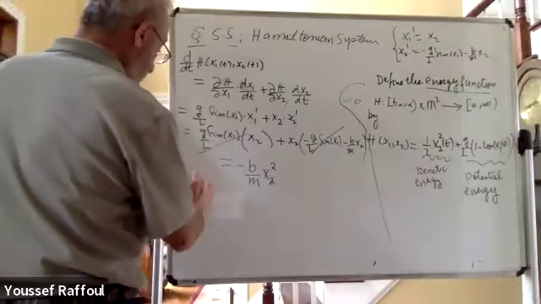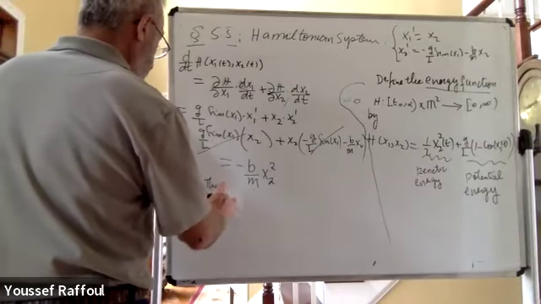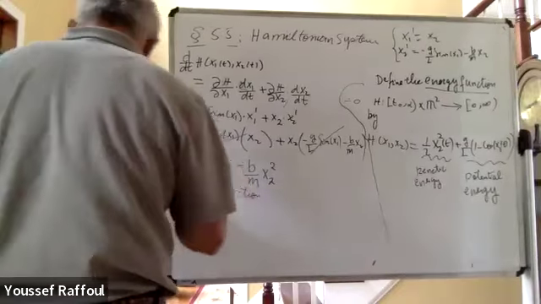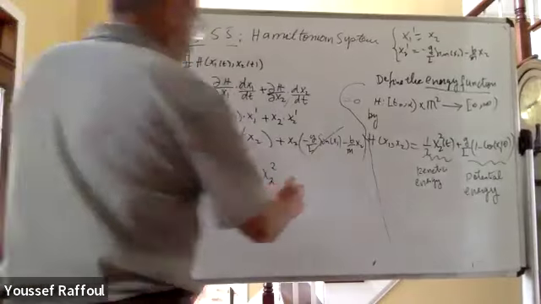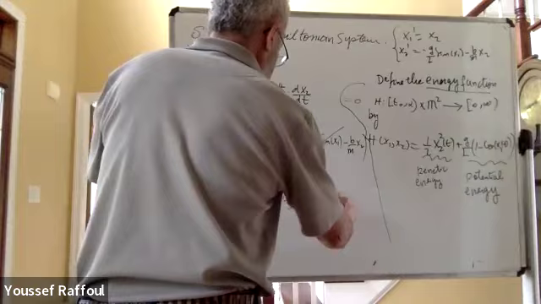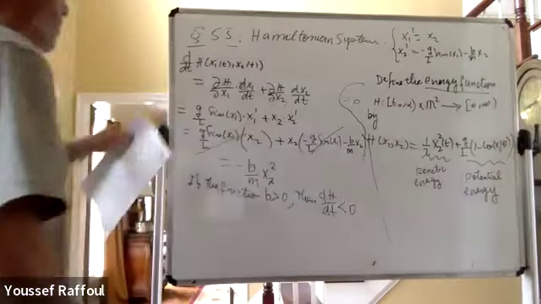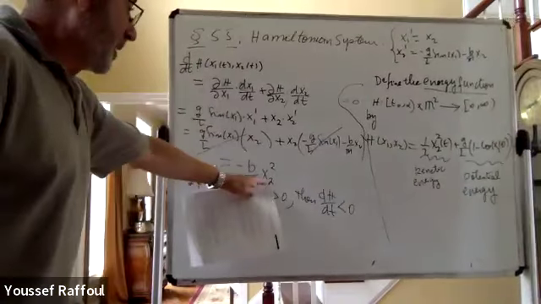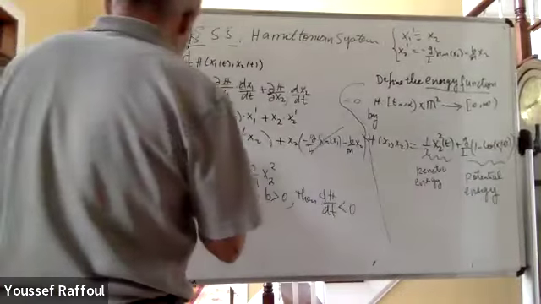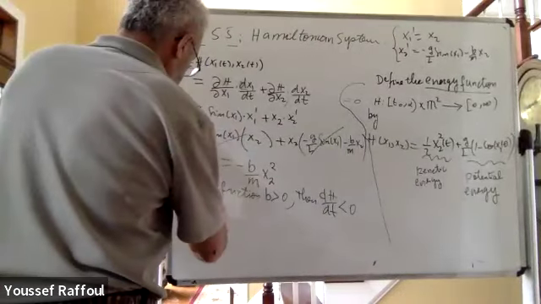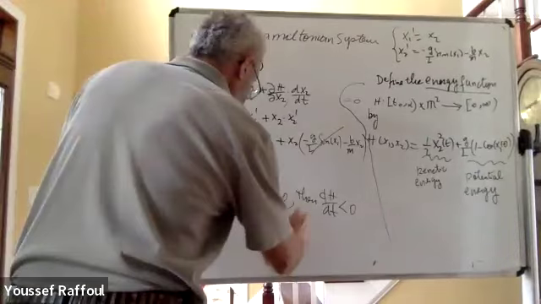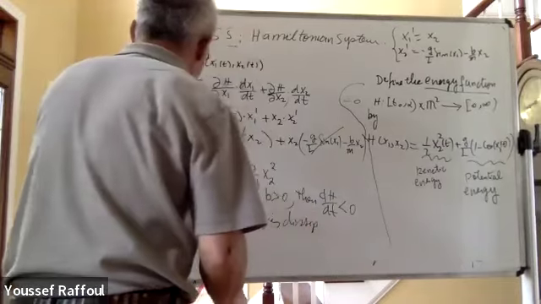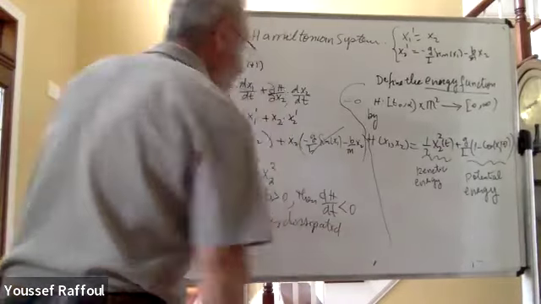So what's going on here? If the friction of the pendulum, if the friction B is positive, then dH over dt is negative, and the energy is dissipated. Okay?